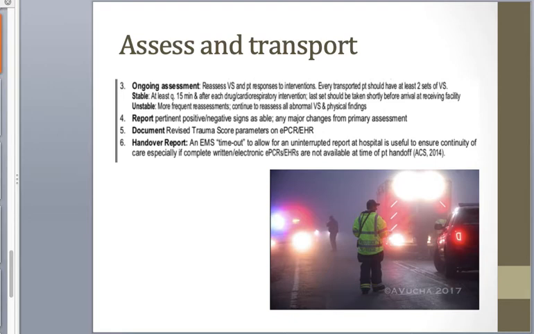Report pertinent positives and negatives, if you can, over the phone to whoever we're going to. Document revised trauma score parameters on the green sheet. We will cover that. And then handover report, and we take an EMS timeout once we get to the hospital to allow for an uninterrupted report at the hospital. That's useful to ensure continuity of care, especially if a complete written or electronic form is not ready.